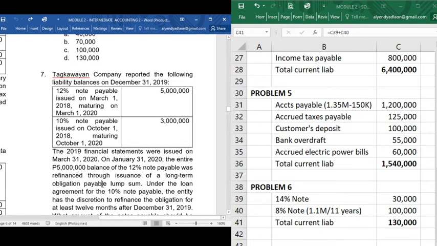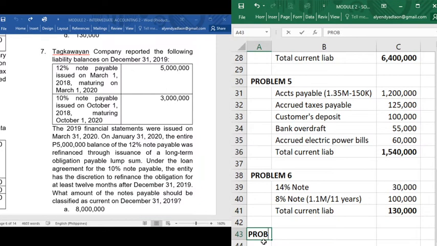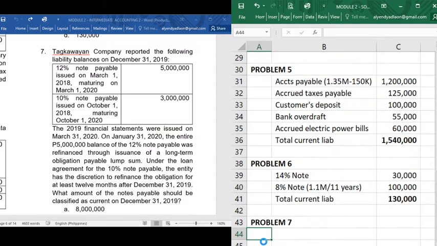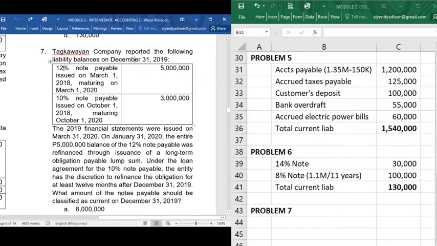Next, number 7. Okay, question: what amount of the notes payable should be classified as current on December 31, 2019? Okay, this is problem 7. How much is the current liabilities? Tagkawayan Company reported the following liabilities. So we have 12% note issued on March 2018, maturing on March 1, 2020. Meaning, today is December 31, 2019. The maturity date or the due date is March 1, 2020, and that is already 2 months from now.